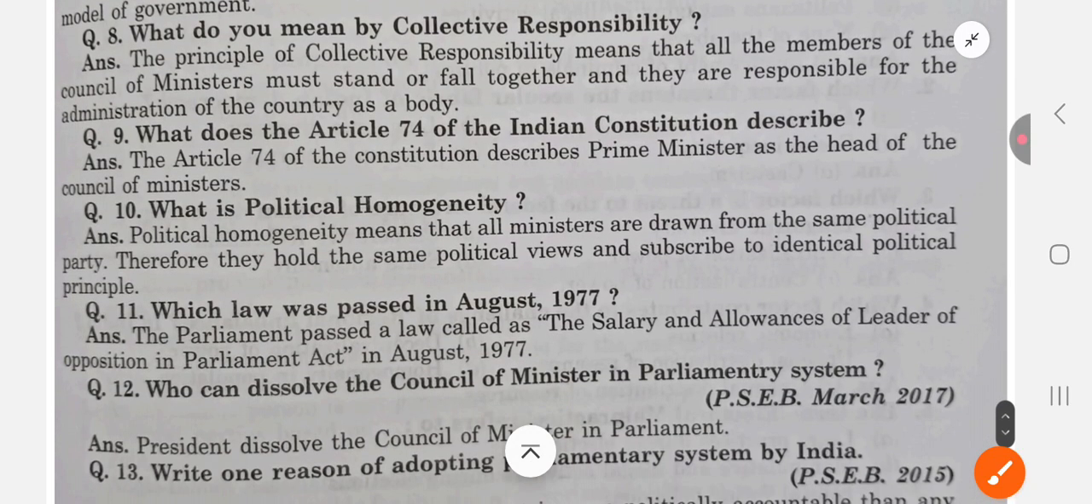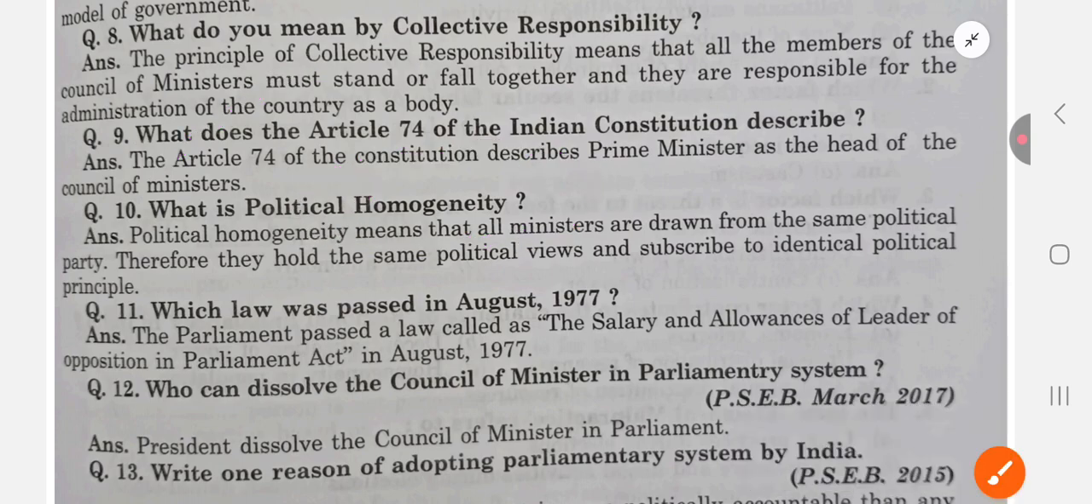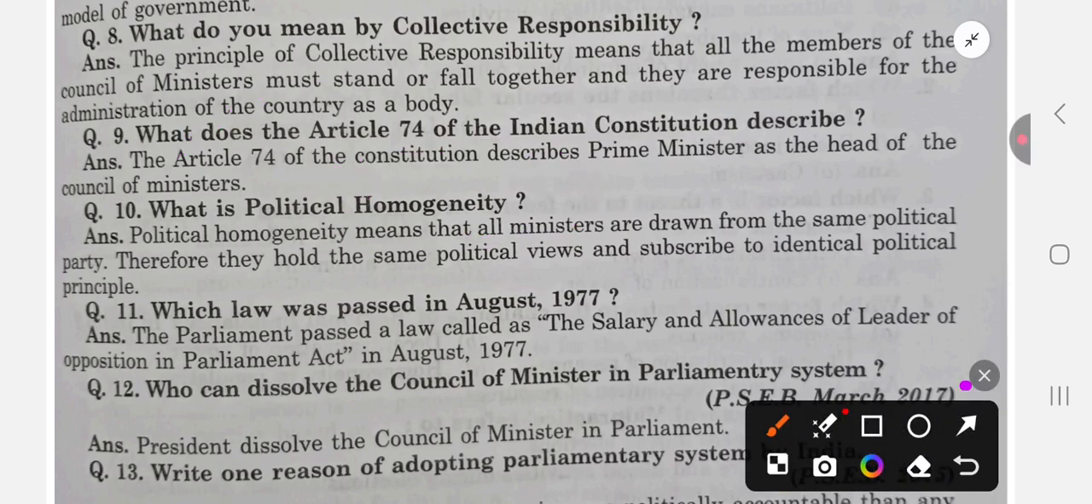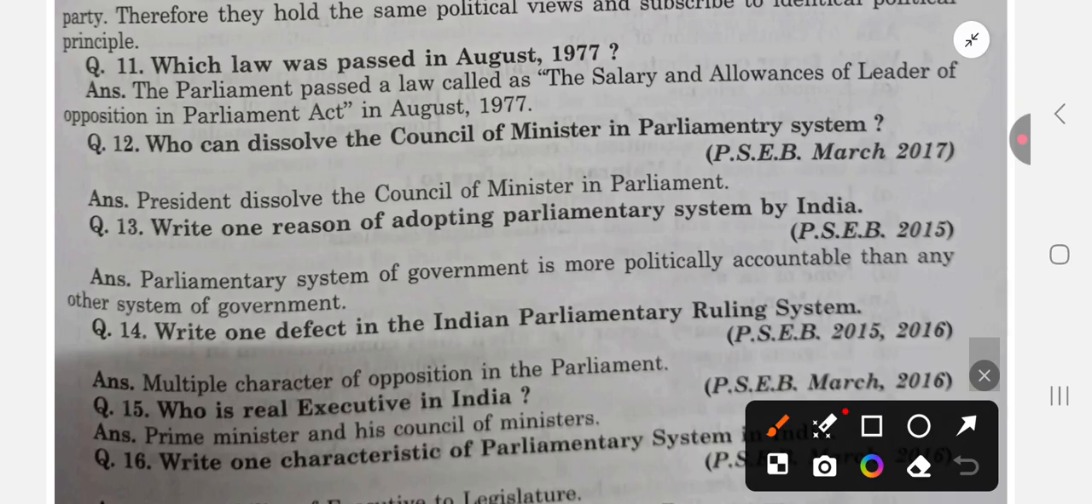What does Article 74 of the Indian Constitution describe? It describes the Prime Minister as the head of the Council of Ministers. What is political homogeneity? It means the ministers are drawn from the same political party. Homogeneity, एक जैसे, ministers should be from the same party. The next question is, which law was passed in August 1977? It was the Salary and Allowances of Leader of Opposition in Parliament Act 1977.